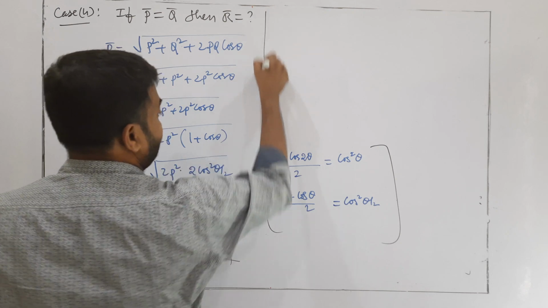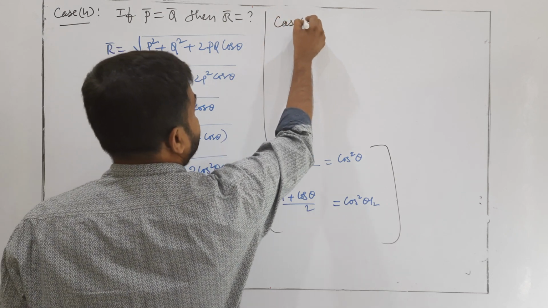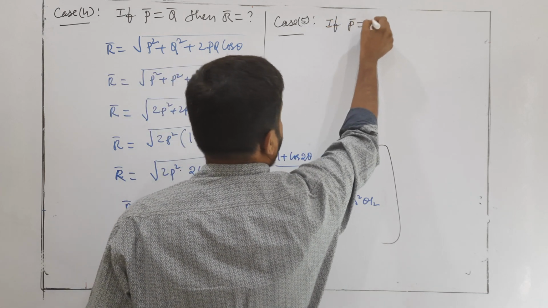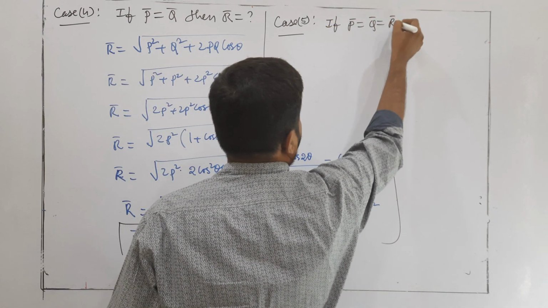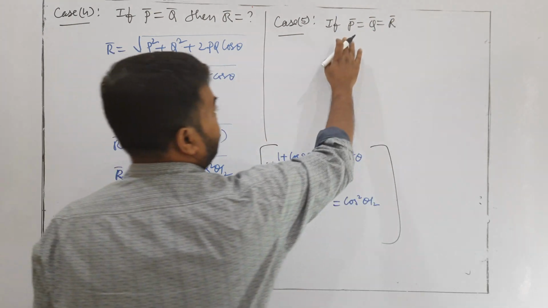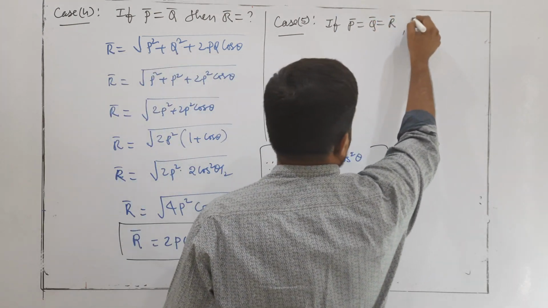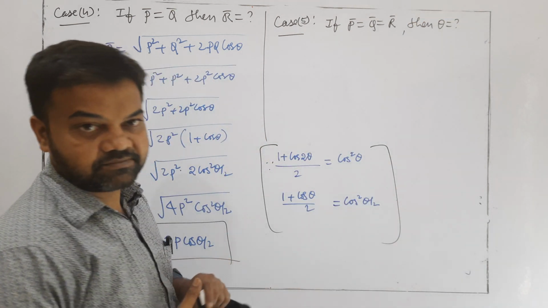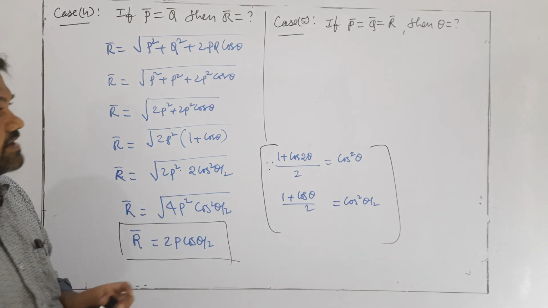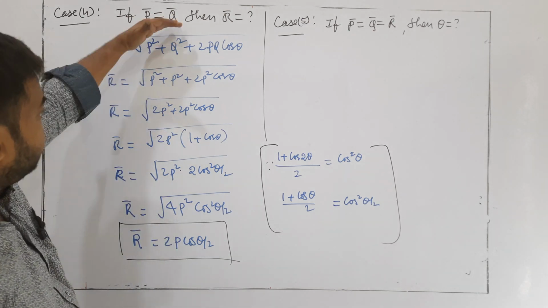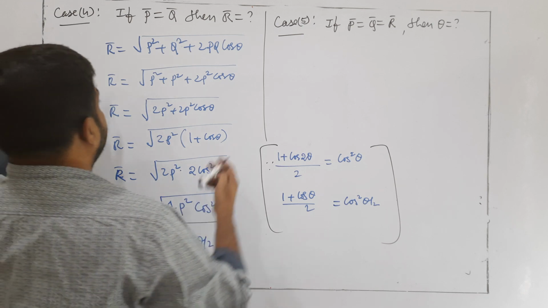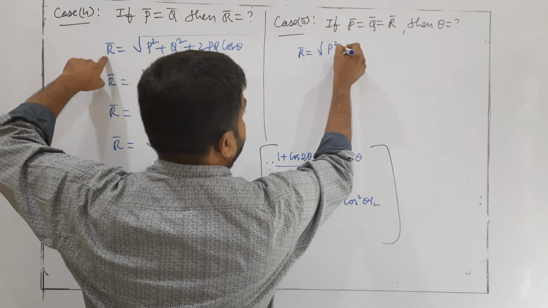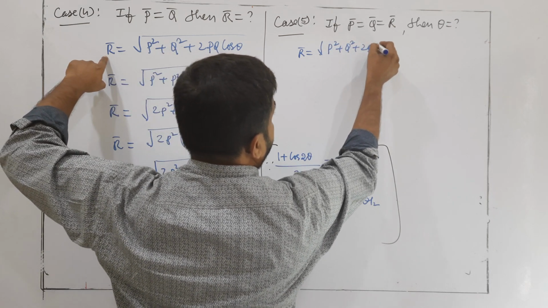And the final case, last case, case 5. What is case 5? If all the vectors p bar, q bar, r bar are equal, then what is the value of theta? Theta is equal to how much? If the question asks like this, then you have to do all the things, or directly use r bar is equal to root of p square plus q square plus 2pq cos theta.